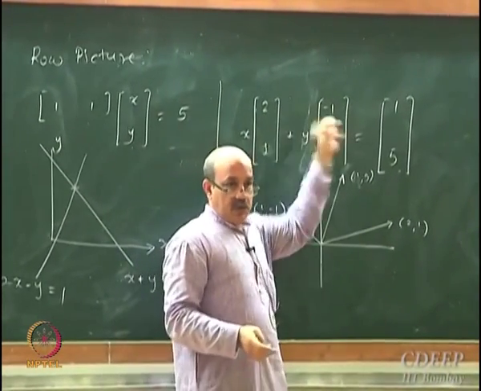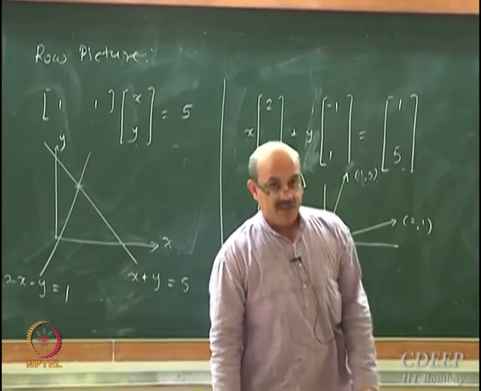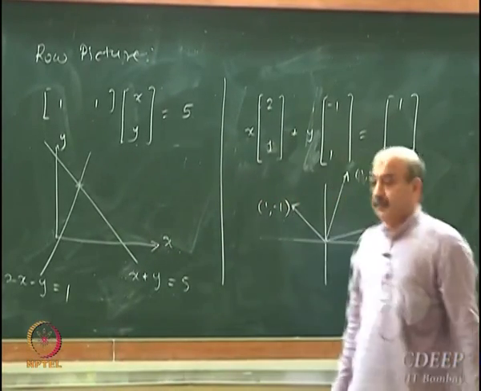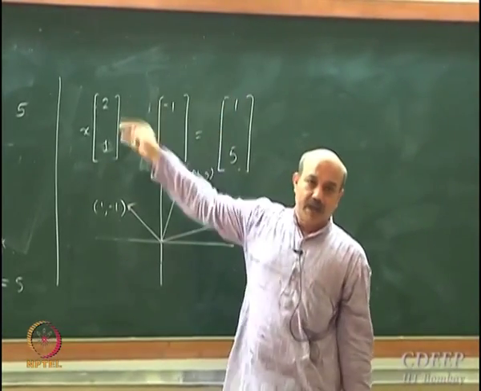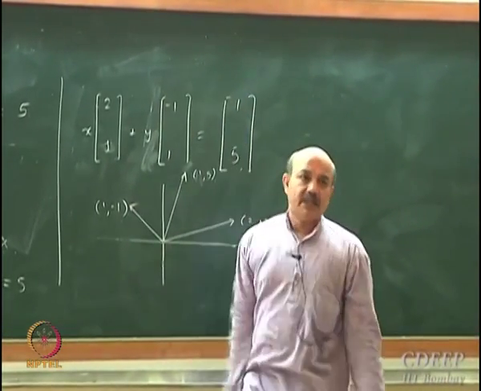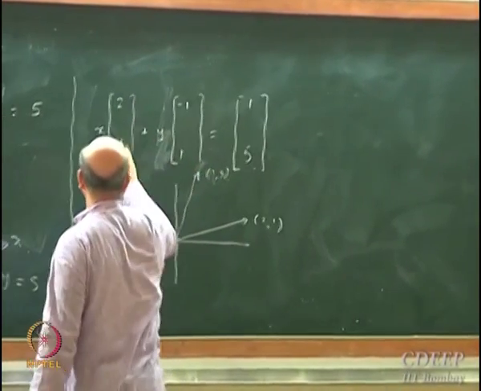That means these two should be linearly independent. If these are linearly independent, all possible linear combinations of these two vectors will span R2, and then any vector... well, there will be a problem if this was 2 minus 2.